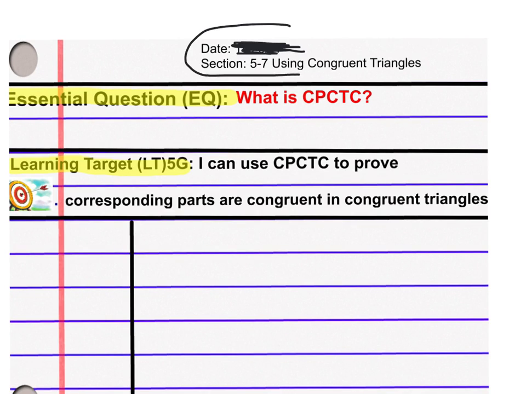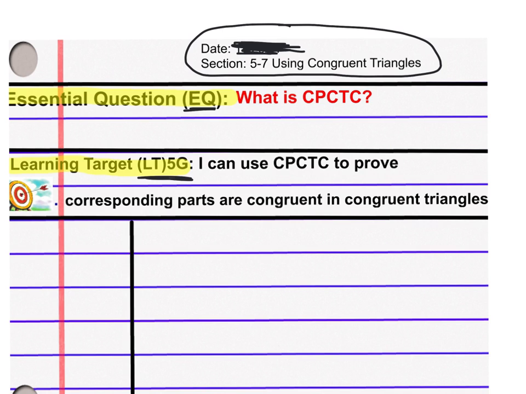Put the date and 5-7 using congruent triangles in the top right corner. You're going to set up your lines for your Cornell notes. You're going to write EQ: What is CPC-TC? And we'll write out what the full thing is in the learning target. So what is CPC-TC? Lots of C's in there. And our learning target 5G: I can use the CPC-TC to prove corresponding parts are congruent in congruent triangles.